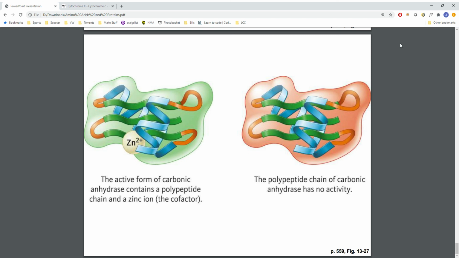But otherwise, try to have a little fun with this section. I think proteins are pretty cool. Hopefully you're starting to feel that way too.